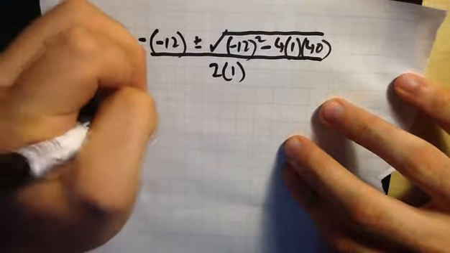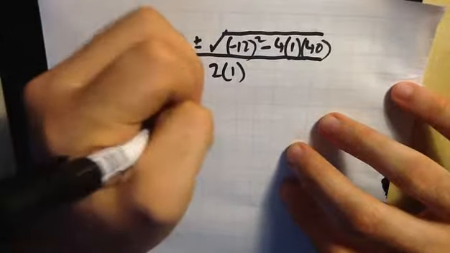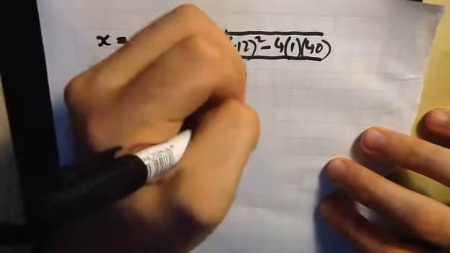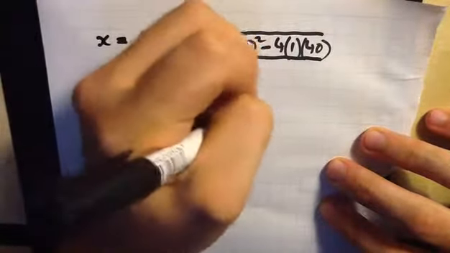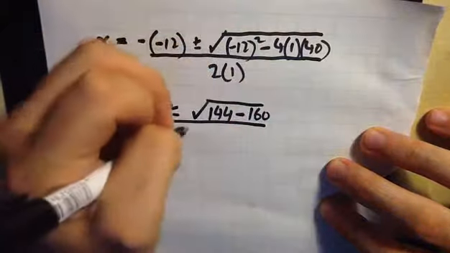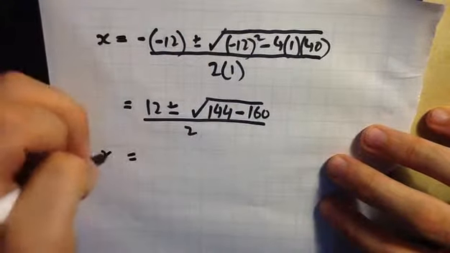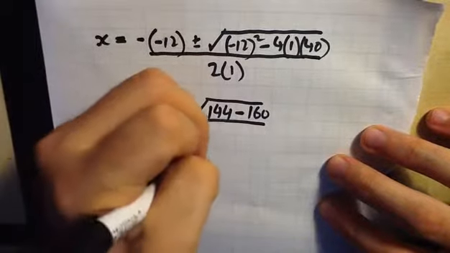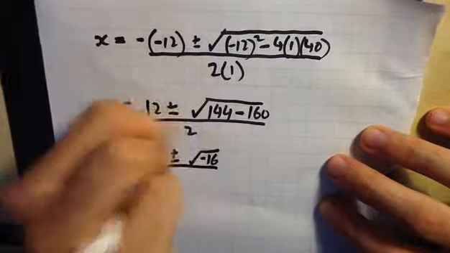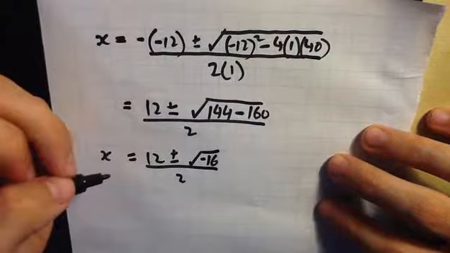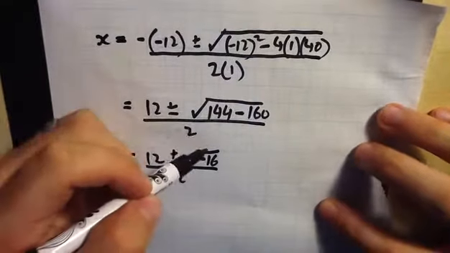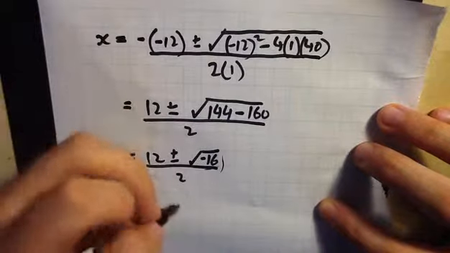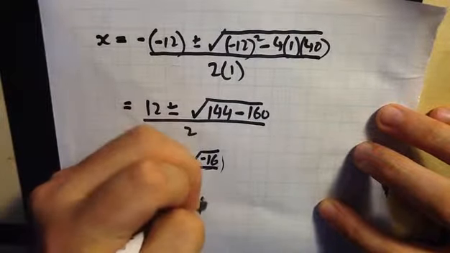So let's see what that gives me. That gives me 12 plus or minus root 144 subtract 160, and that's all over 2. Now that equals 12 plus or minus root negative 16 on 2. I can't have the square root of a negative, can I? That's an impossibility. Therefore, there's no solutions to this quadratic.